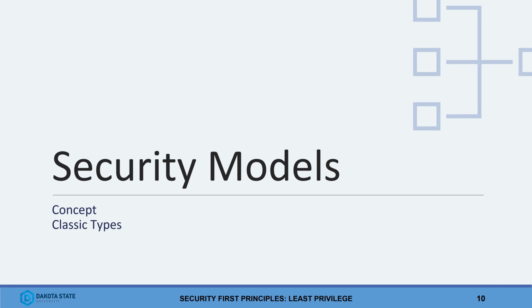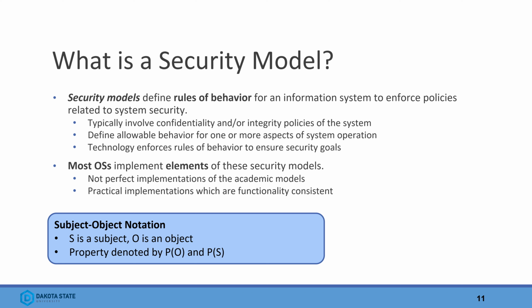The privilege concepts we've discussed are implemented in security models. Security models are one way that we can enforce the principle of least privilege, as well as gain some additional benefits. So what's a security model? Security models define rules of behavior for an information system to enforce policies related to system security. These typically involve confidentiality or integrity policies of the system. They define allowable behavior for one or more aspects of system operation, or there's technology that enforces rules of behavior to ensure that the security goals are met.